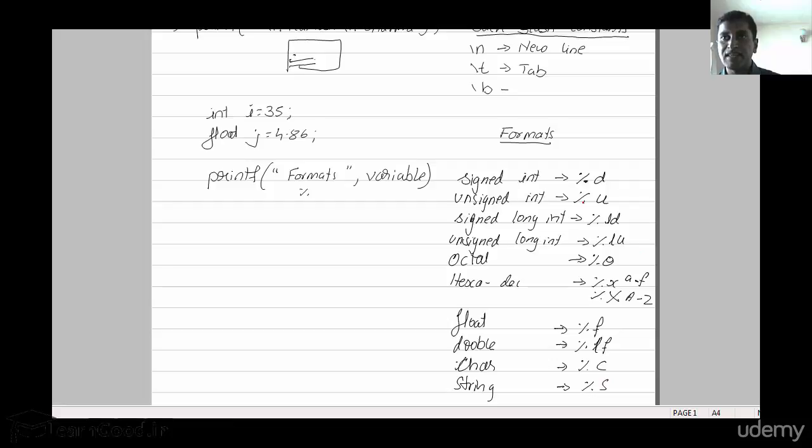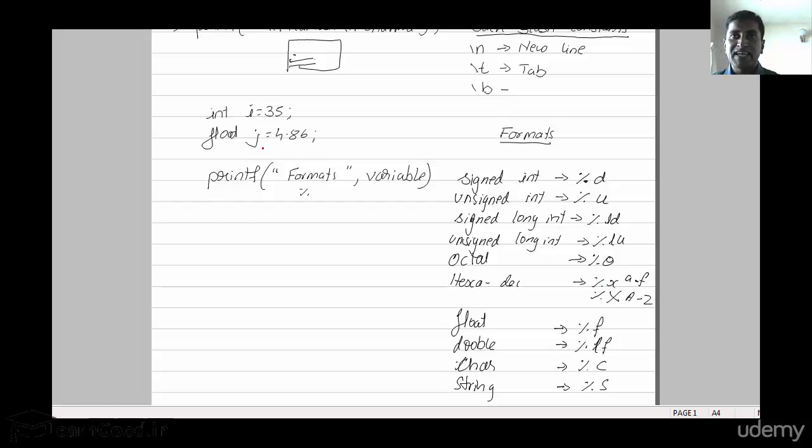All these are nothing but different formats. Percentage D is for a signed short integer. This one is an unsigned short integer. Then percentage LD is a signed long int. This is an unsigned long int. So these are all nothing but different formats.